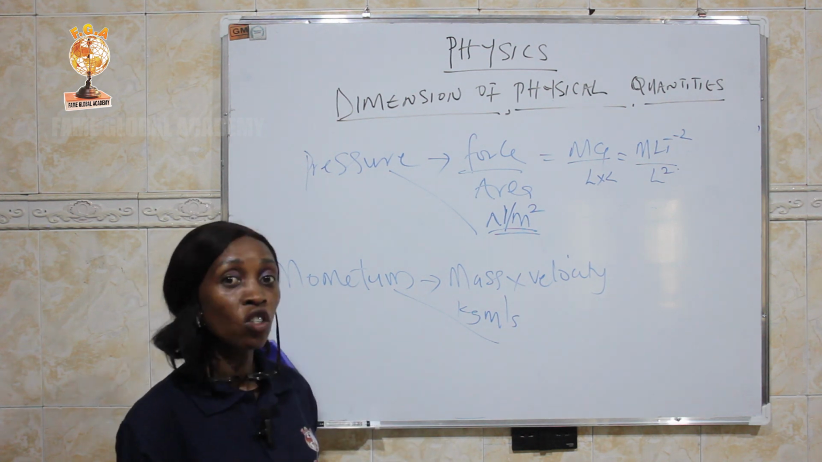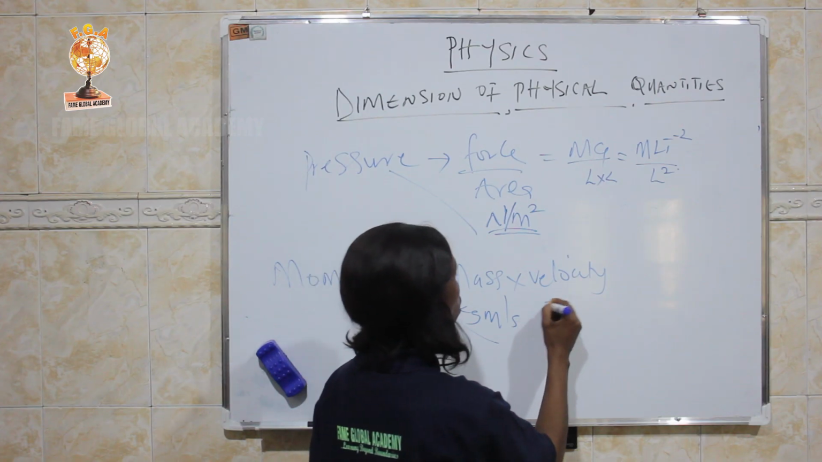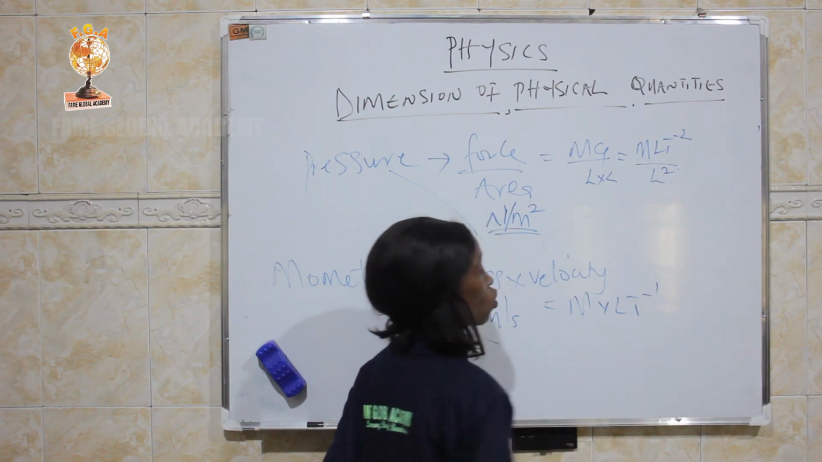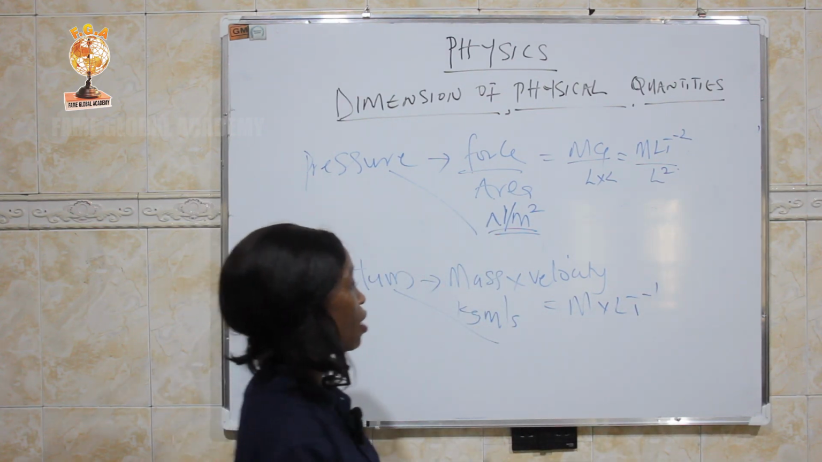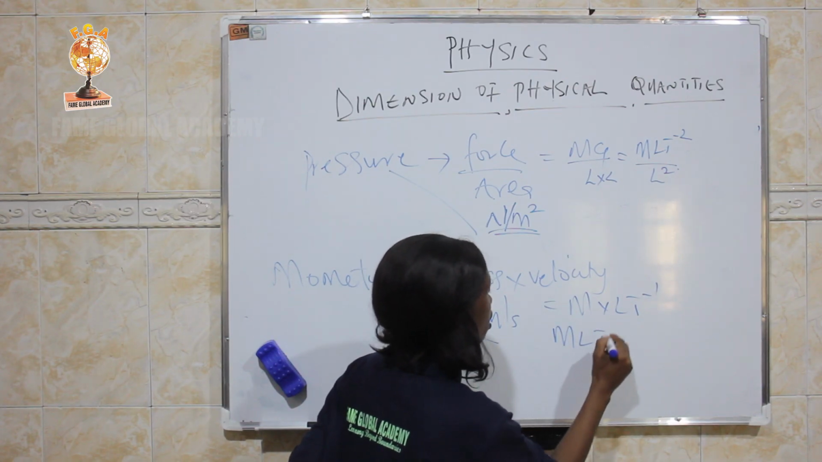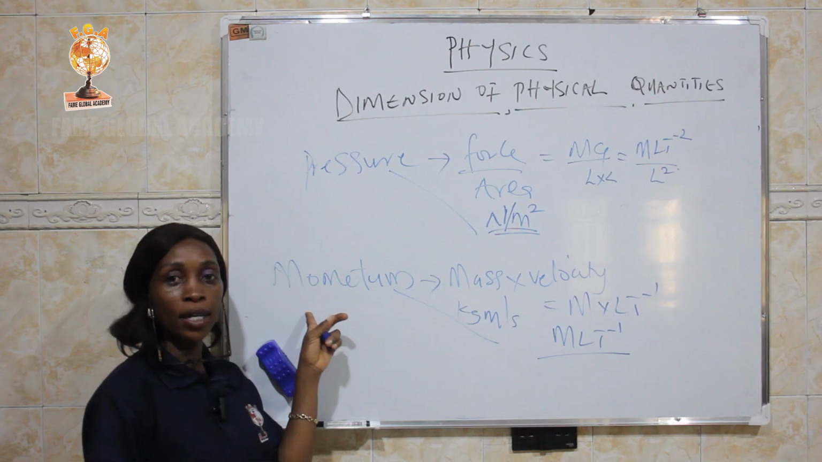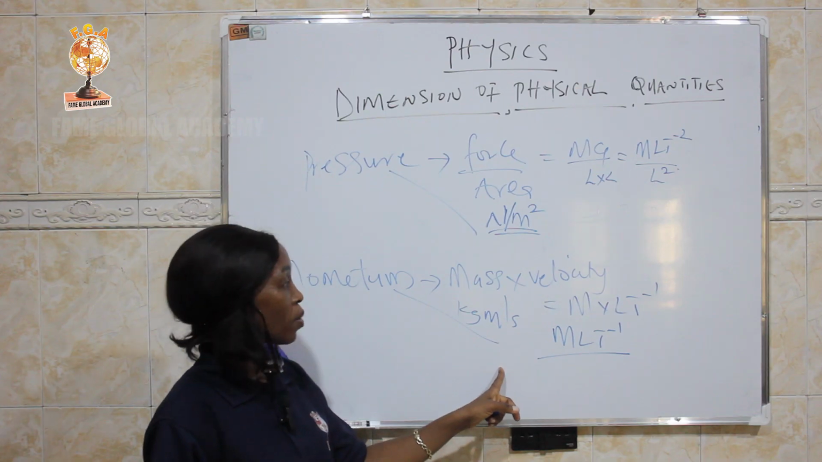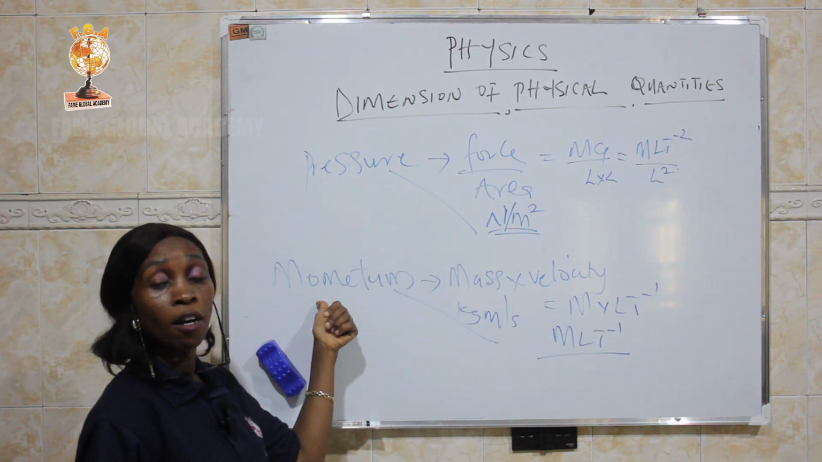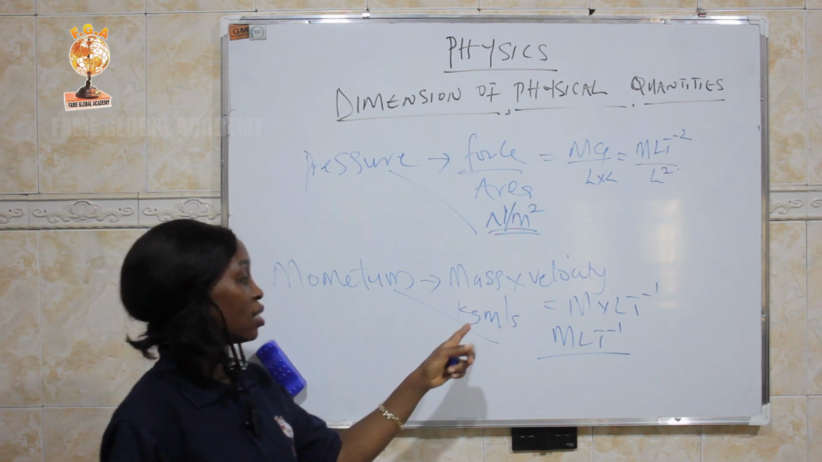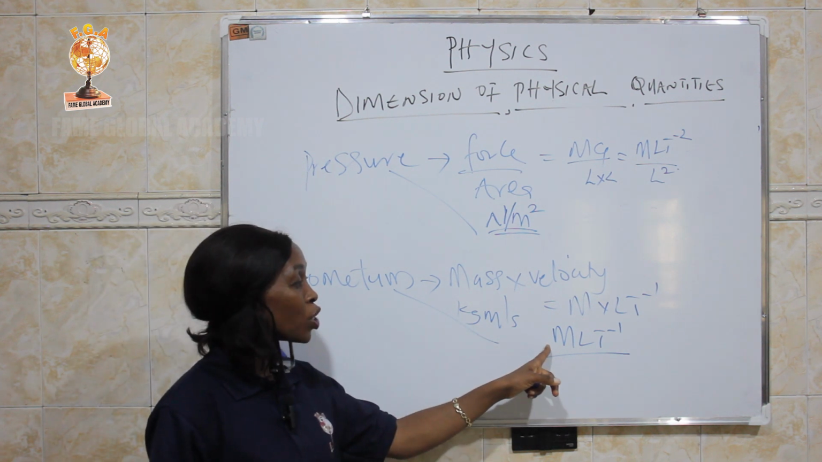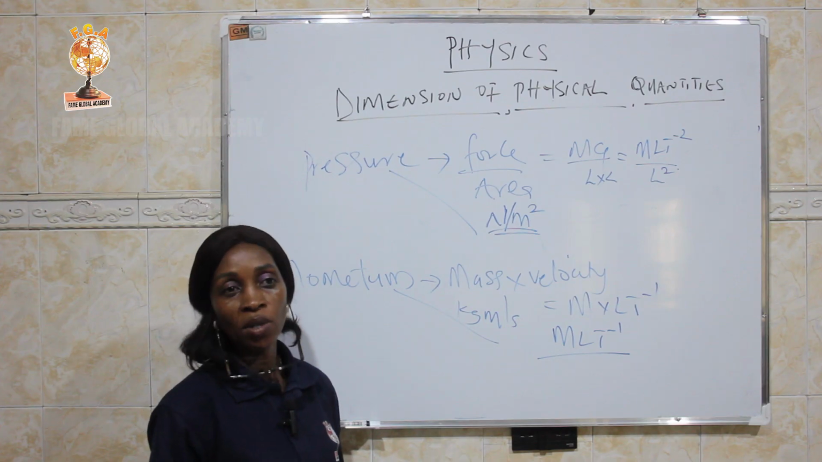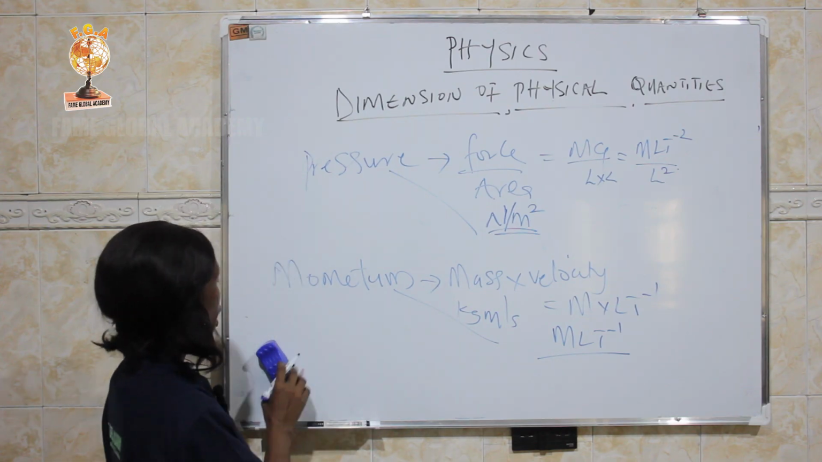Now, the dimension, we are doing dimension. The dimension for mass is M, yes, and velocity is LT minus 1. So it becomes MLT minus 1. This is now the dimension for momentum. And the SI unit is kilogram meter per second. The formula is mass times velocity for momentum. The SI unit is kilogram meter per second, and the dimension is MLT minus 1 for momentum.